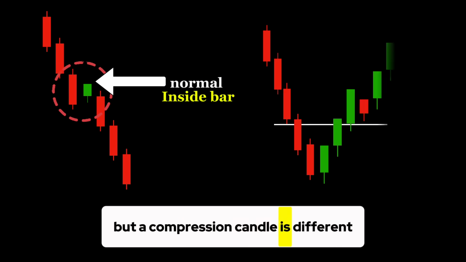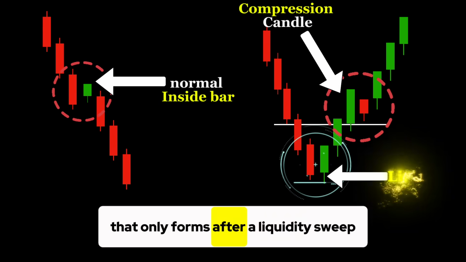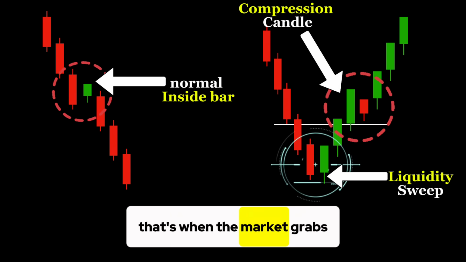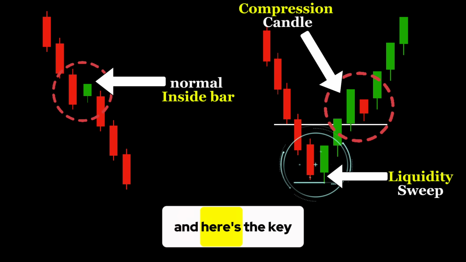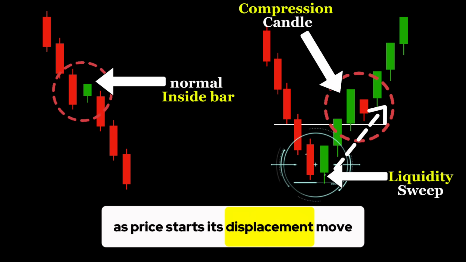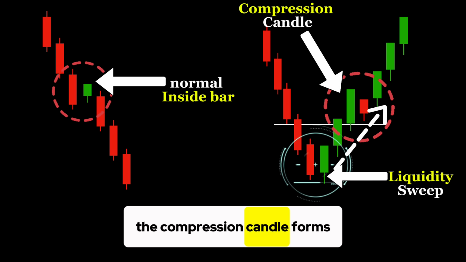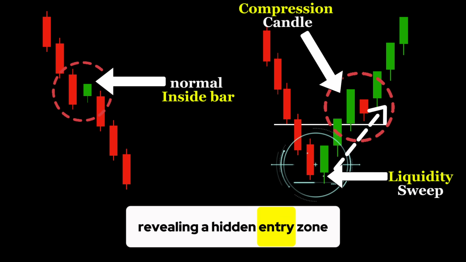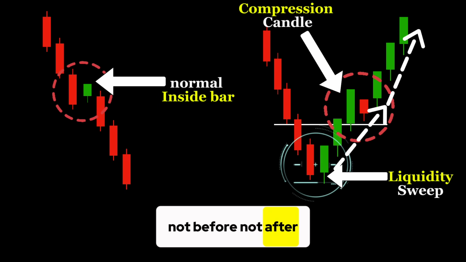But a compression candle is different. It's a strategic candle formation that only forms after a liquidity sweep. That's when the market grabs stop losses above or below a key level. And here's the key: as price starts its displacement move, when smart money pushes price away from the trap, the compression candle forms, revealing a hidden entry zone. This is where smart money enters, not before, not after, right there.